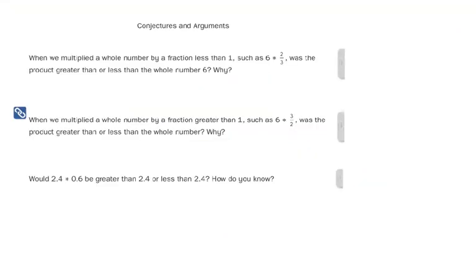So when we multiplied a whole number by a fraction less than 1, such as 6 times 2/3, was the product greater than or less than the whole number 6? Well, it is less than, because if you think of equal groups, the product is less than one group of 6.